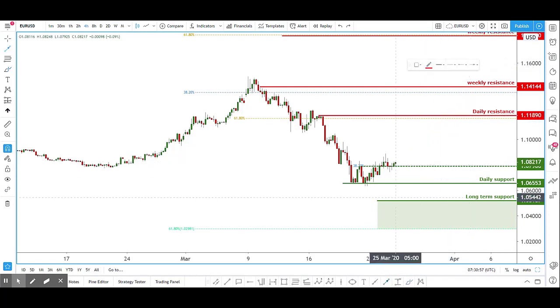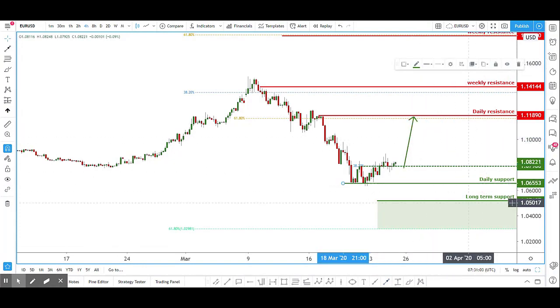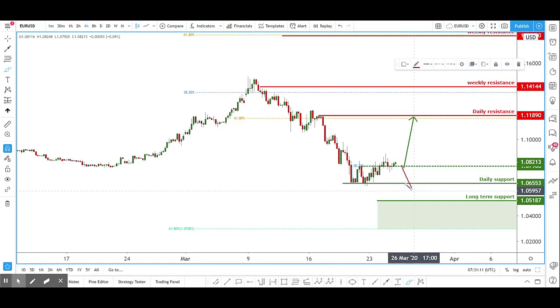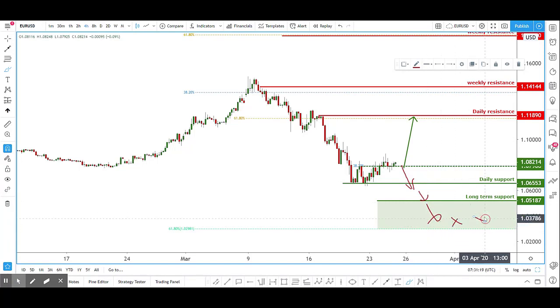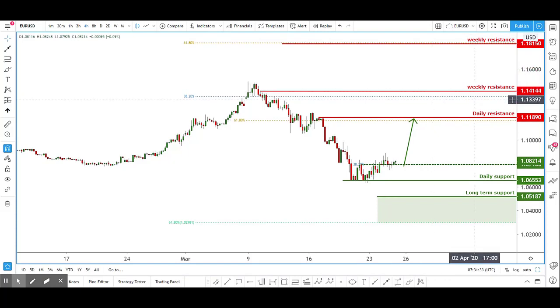Now, where my stop loss will be, I'll put my stop loss at the daily support. If price were to go below the daily support, I can be sure that price will drop even further towards the long-term support, or it could go anywhere into this zone here. So just to keep the risk reward nice, my daily support again will be my stop loss, and I'll buy anywhere above this daily support to play towards the daily resistance, and my weekly resistance as my longer term take profit.